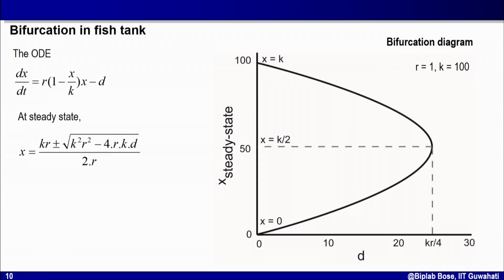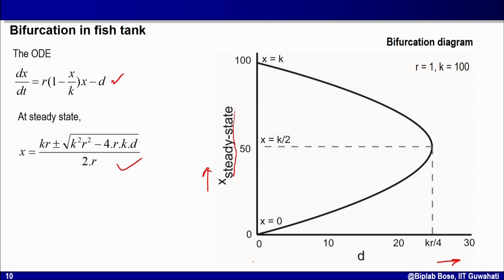So what I have, this is my ODE. My generalized solution for the steady state is from the quadratic equation, this quadratic solution. So I have plotted a bifurcation diagram here. d is the parameter with respect to which I am studying the bifurcation. So d is on the horizontal axis, and x is the dependent variable, and the steady state value of x is here. Remember, this is the steady state value of x.